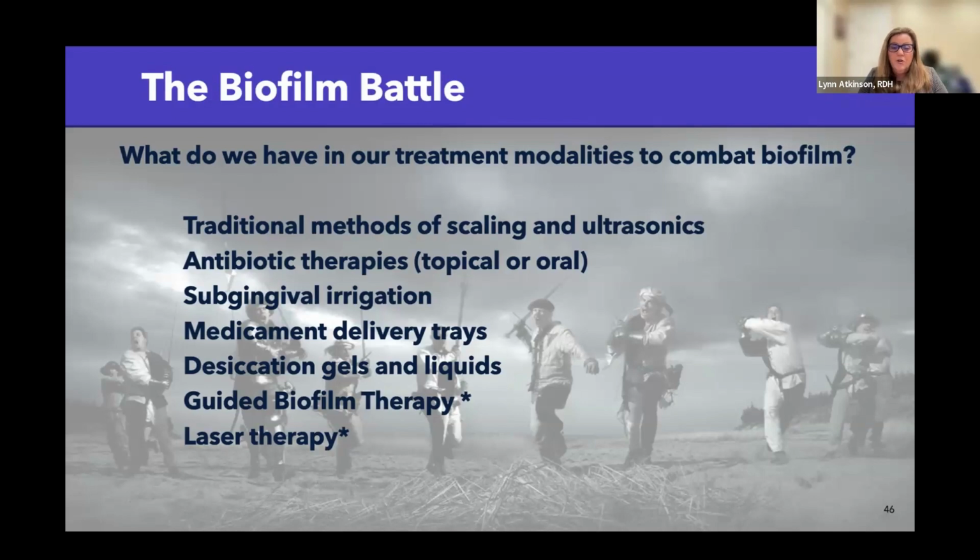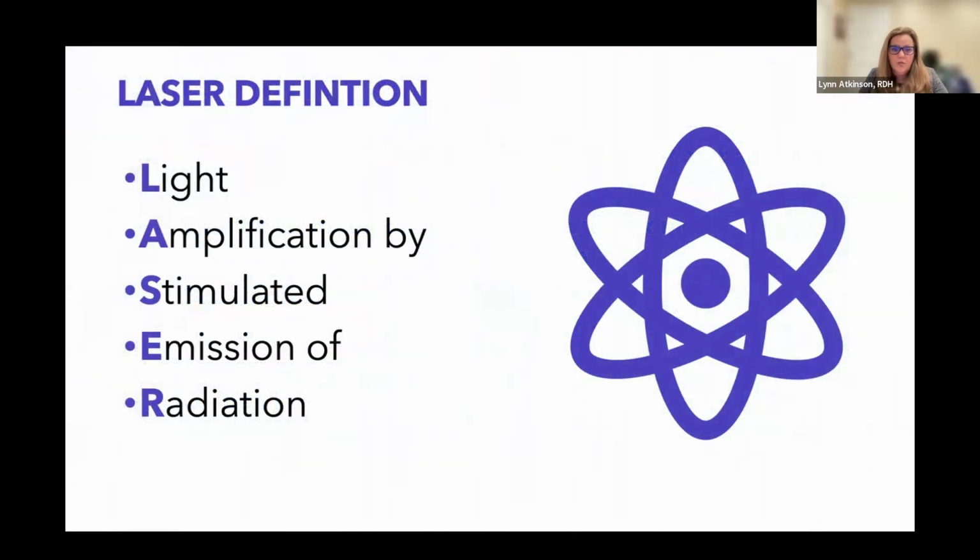Some of them can be very effective, but I feel like guided biofilm therapy and the laser therapy, that's something that you can do consistently every single patient, every single time that you see them. You can do some kind of guided biofilm therapy or laser therapy, and those are the things that I'm going to share with you.